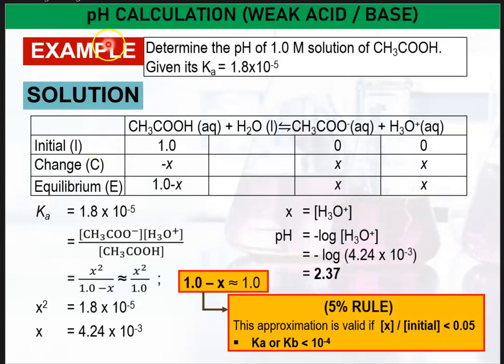This is an example of calculation for weak acid and weak base. So let's see what the question is.